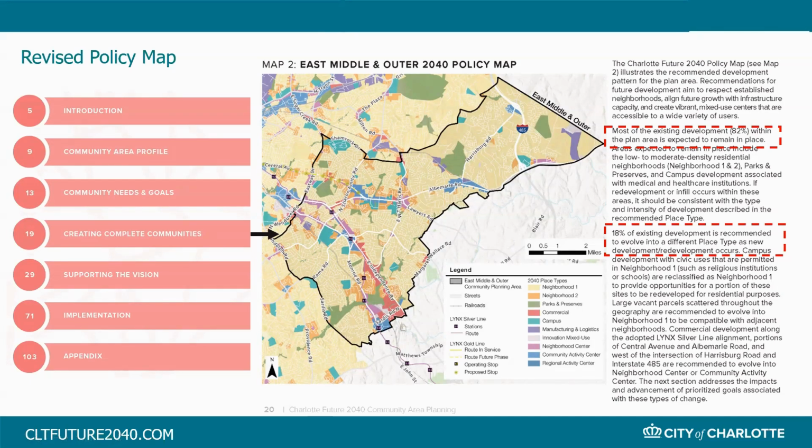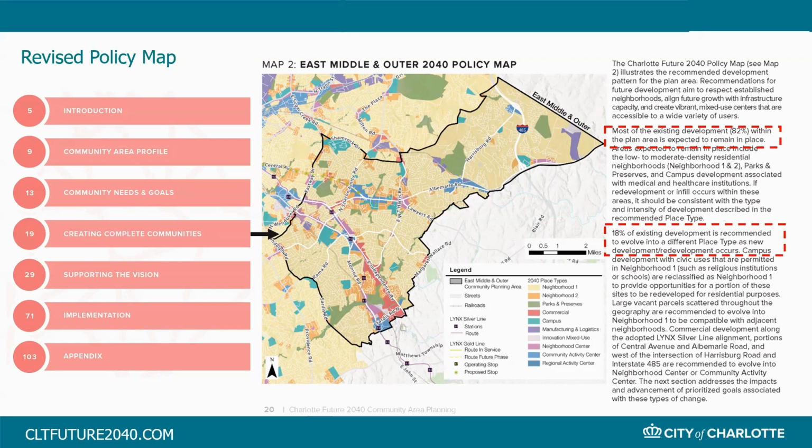So essentially, if redevelopment occurs in these areas, then the new development should match the scale and intensity of development on the ground today. The plan recommends that 18% of the geography evolve into a different place type of development and a different type of development than what exists today.